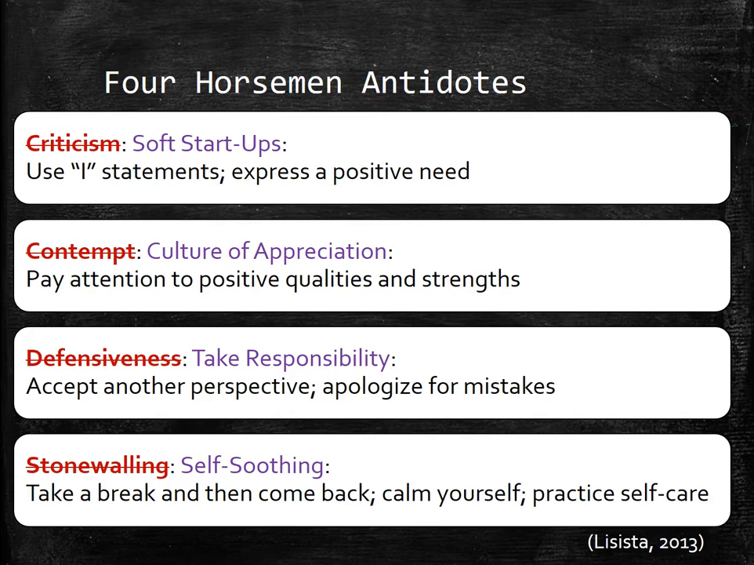In terms of an antidote for contempt, the antidote for that would be to develop a culture of appreciation. So I know as instructors, we often have to point out where students need improvement, and that often comes out as focusing on the negative. But it's also important that we pay attention to the positive qualities of students and their strengths, right? And so I'll give you some examples of that. In terms of an antidote to defensiveness, the antidote for that would be to take responsibility, right?